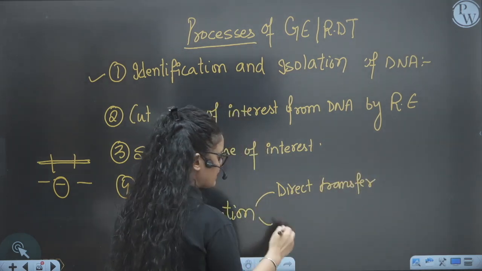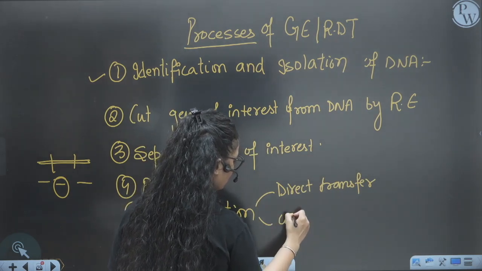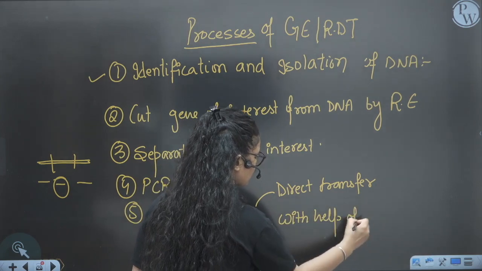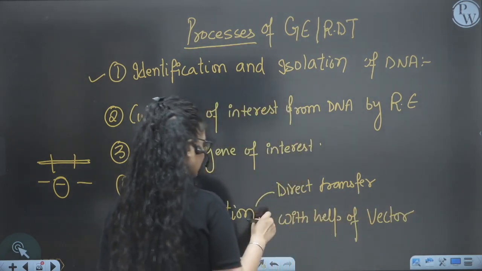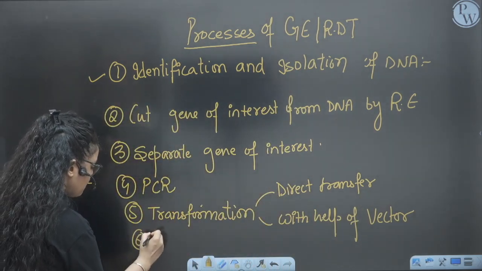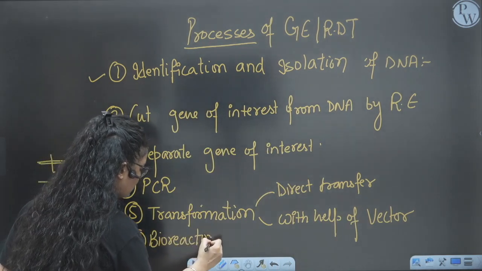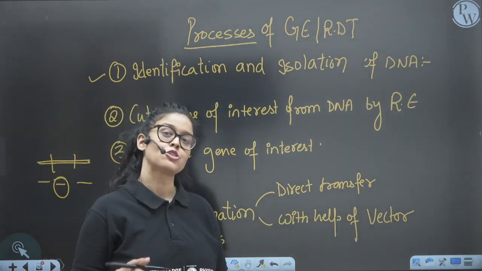Either we will do the direct transfer or we will do indirect transfer, with the help of a vector. Transfer of gene with help of vector, right? And after transformation, we will grow the host in the bioreactors, which are very, very large containers. Why? To form the product.